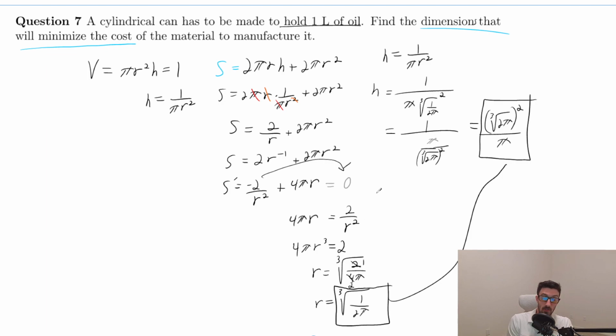Now, I didn't really check to see if this is a minimum, but based upon the way the problem is phrased, it's a good assumption to make. So we're going to say r equals this and h equals that. Those are your dimensions. If they ever ask you for dimensions in a rectangle problem, it's the length and the width, but here it's the radius and the height. All right, hope that was helpful.